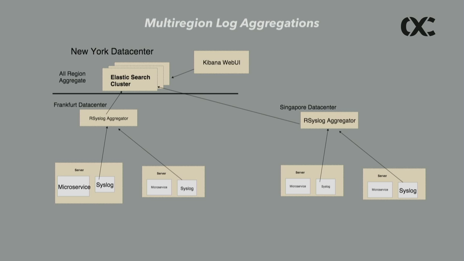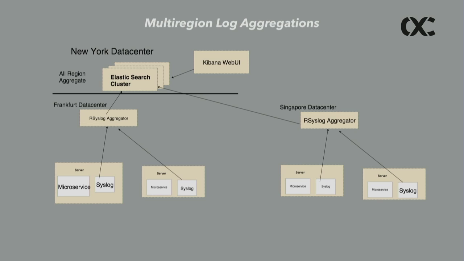And then in every region, we use a thing called an rsyslog aggregator. Basically, rsyslog can aggregate logs in memory, and it can act as a funnel to the Elasticsearch that we have in New York. We have a 50 node, I think, Elasticsearch cluster in New York. And each region, like our Frankfurt region or our Singapore region, has local aggregators. And we just use rsyslog.